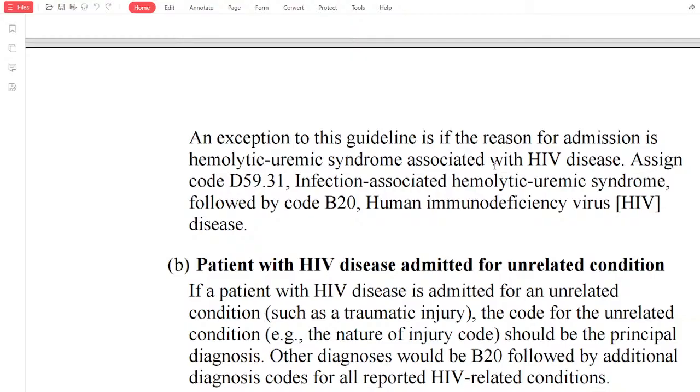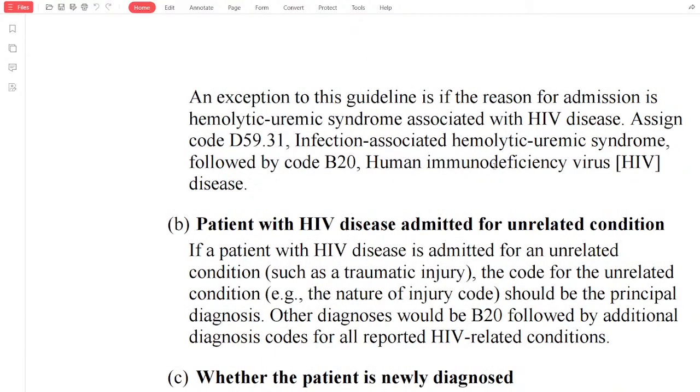Next is an exception to this guideline. For example, if the reason for admission is hemolytic uremic syndrome associated with HIV disease, this is the documentation. Assign code D59.31 for hemolytic uremic syndrome, followed by code B20. So in confirmed cases, first code B20, otherwise you code the appropriate diagnosis.